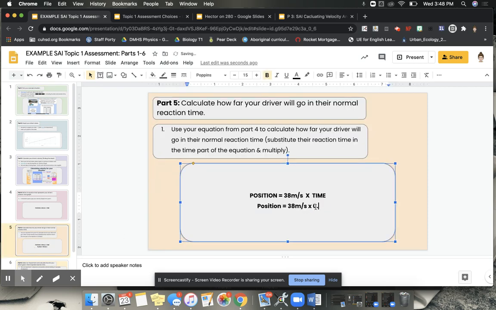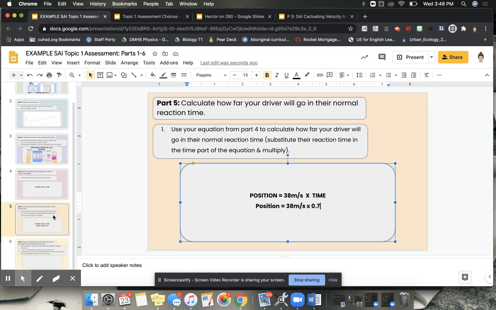Again, this situation is a combination of 2 different situations. So yours should not look like mine. It should look like yours would look depending on your situation. And I'm going to calculate this. Okay. Should be something in meters.